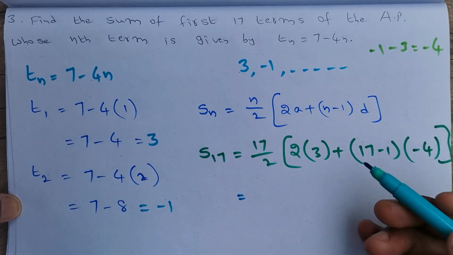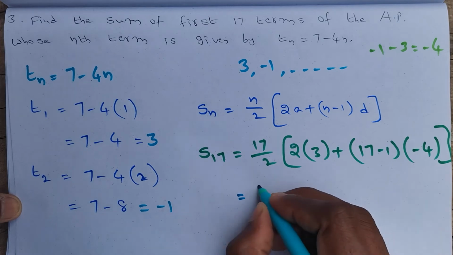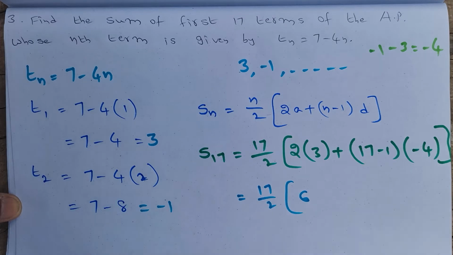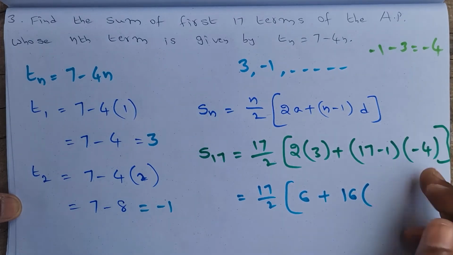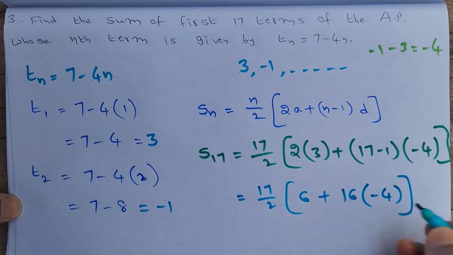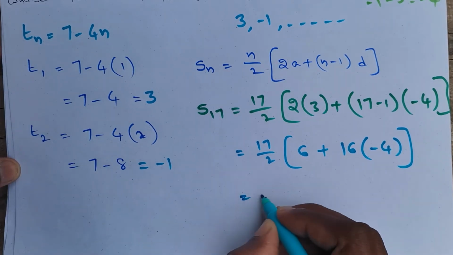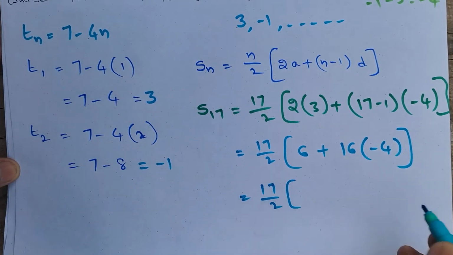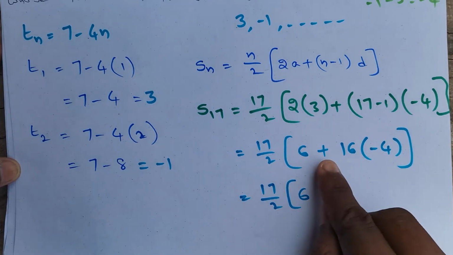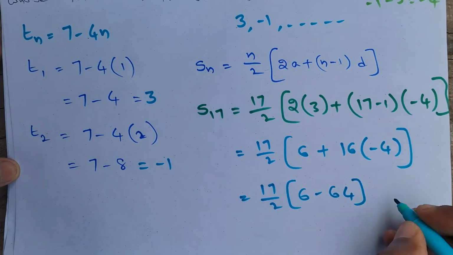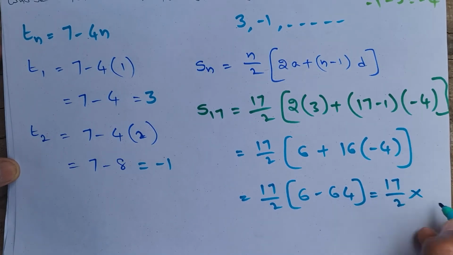S17 is equal to 17 by 2, we cannot cancel, so keep it as it is, 17 by 2 into 2 3s are 6 plus 17 minus 1, 16 into minus 4. Now again 17 by 2, not possible to cancel, into 6 plus into minus 16 4s are 64. So which is equal to 17 by 2 into 6 minus 64.